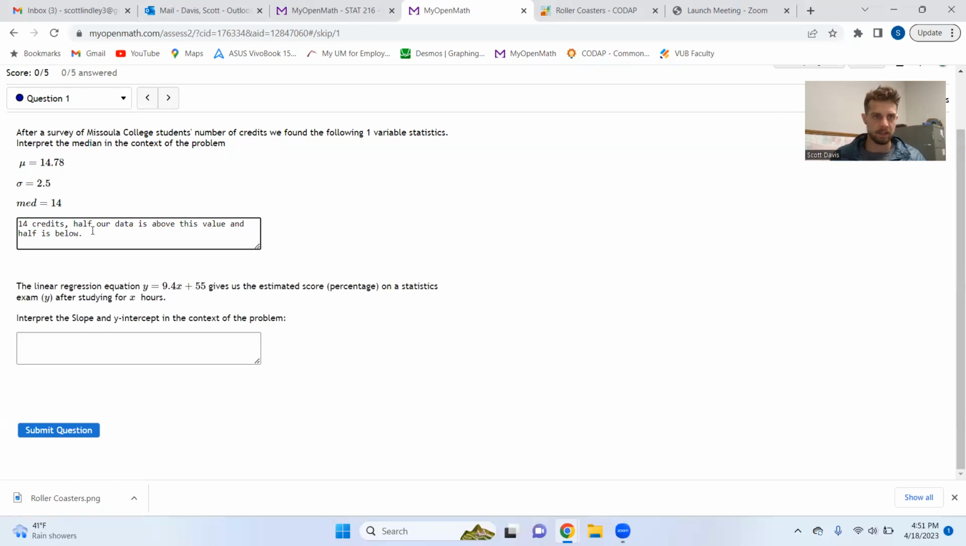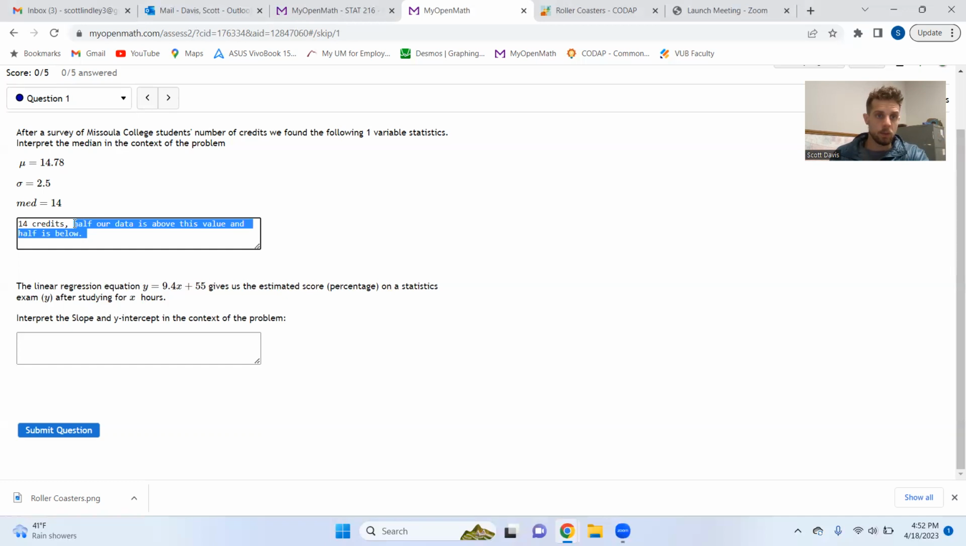The problem with this sentence, half our data is above this value and half our data is below, is it doesn't include the context of the problem at all. I could copy and paste this sentence, and anytime I'm asked to interpret a median, I could paste that sentence in and it would work. The problem is, what does 14 credits represent? What does it mean that half of our data is above that value? What is our data? We want to include all the context of the problem in order to fully demonstrate our understanding.